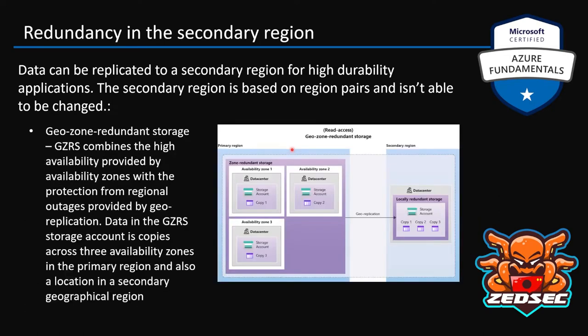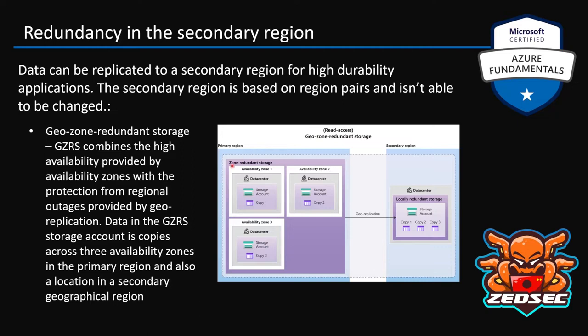Then we've got GeoZone redundant storage. It combines the high availability provided by availability zones with the protection from regional outages provided by georeplication. In GZRS, which is a bit of a tongue twister, storage account is copied across 3 availability zones in the primary region and also a location in the secondary geographical region.